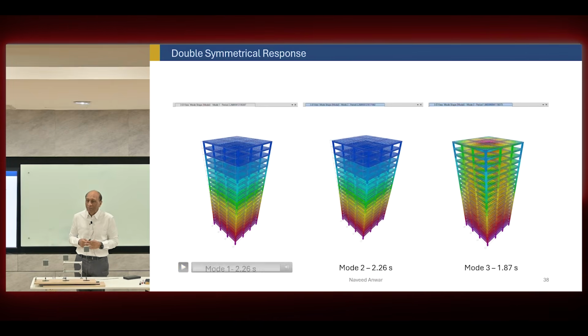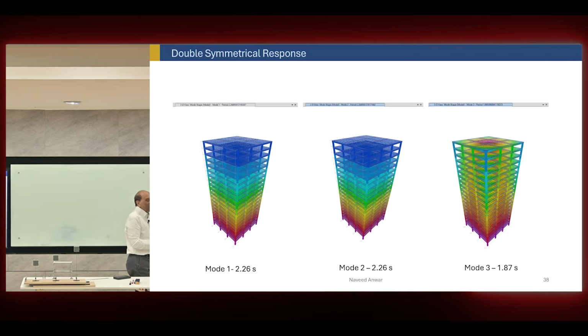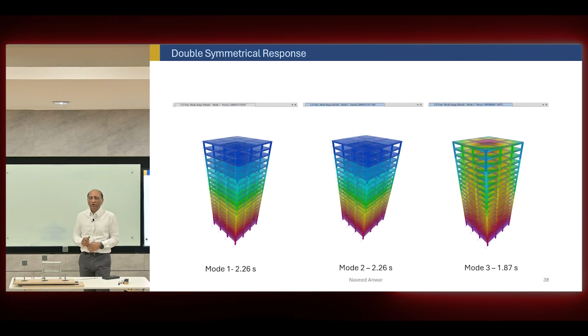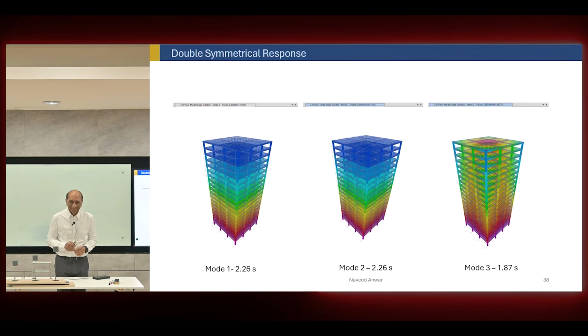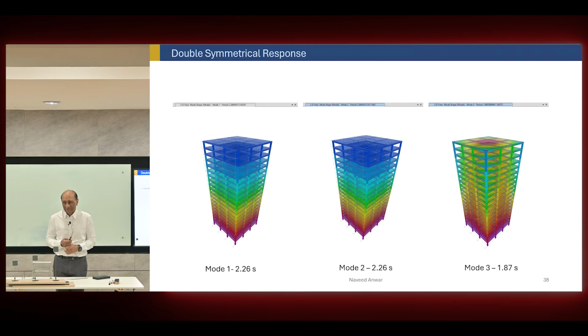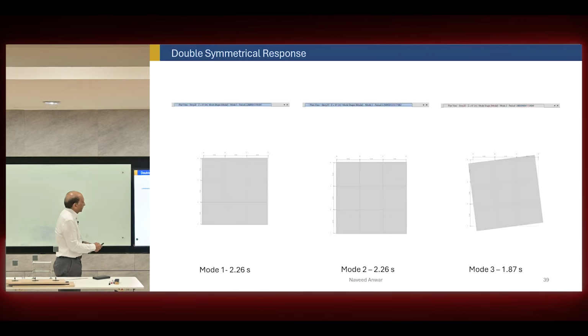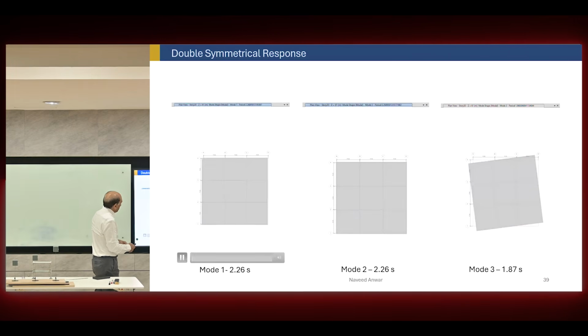That's the most common behavior for a symmetrical building. But sometimes a perfectly symmetrical building will have torsional mode as the first mode. And I will ask you later, how is that possible and why does that happen? Perfectly symmetrical building, first mode is torsion. Okay. So now you can see it from the top also.